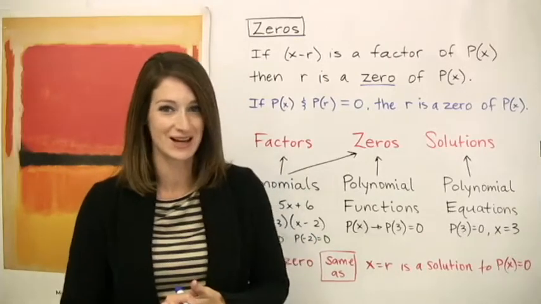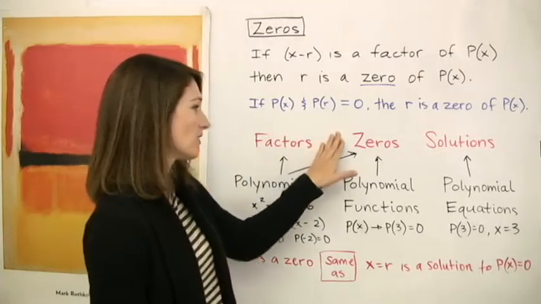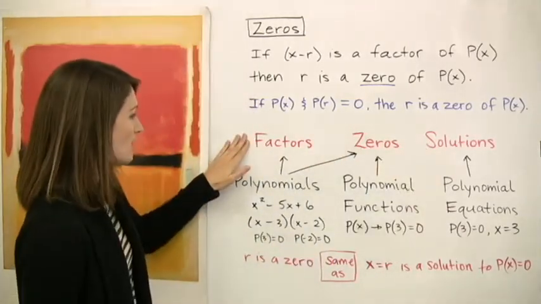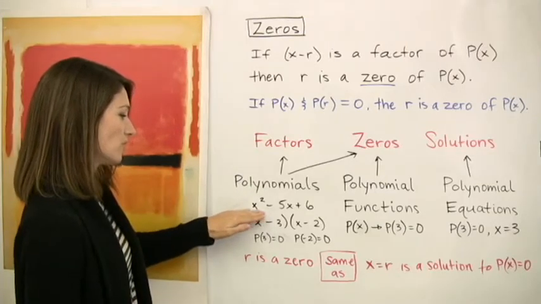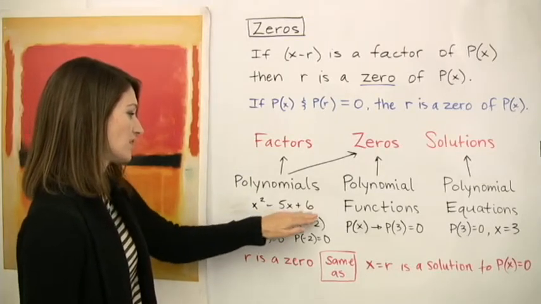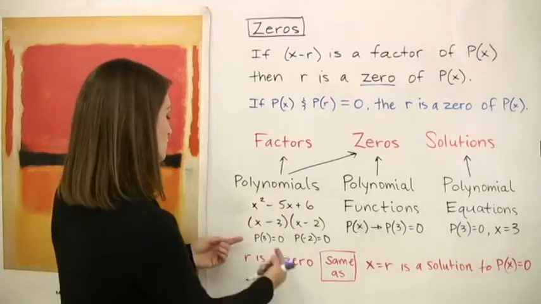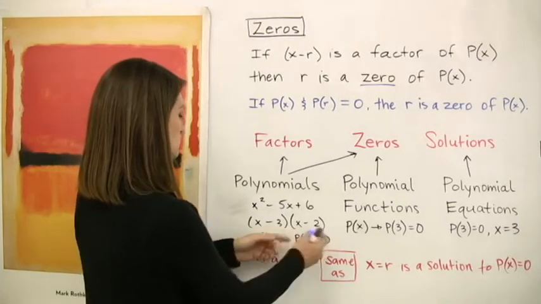So let's see if we can clarify them. We're dealing with factors, we're also dealing with zeros, and then solutions too. So when we talk about factors, we're talking about polynomials. And let's say we have the polynomial x squared minus 5x plus 6. We know that we can factor that polynomial into two factors, x minus 3 times x minus 2.